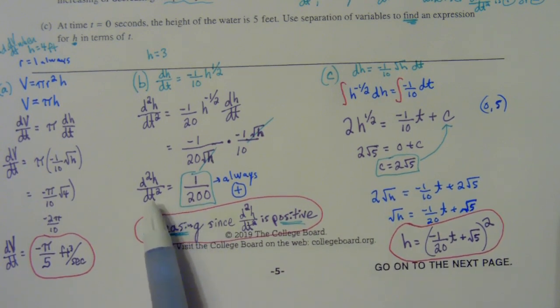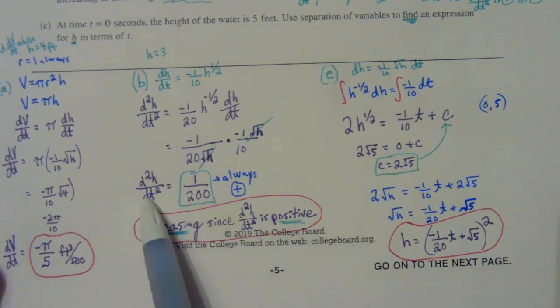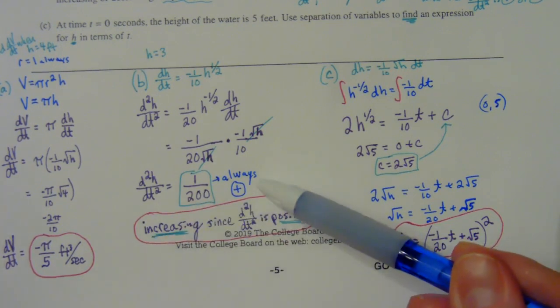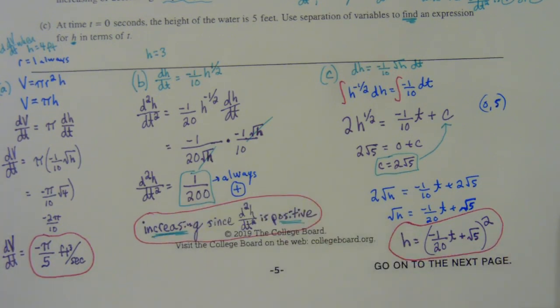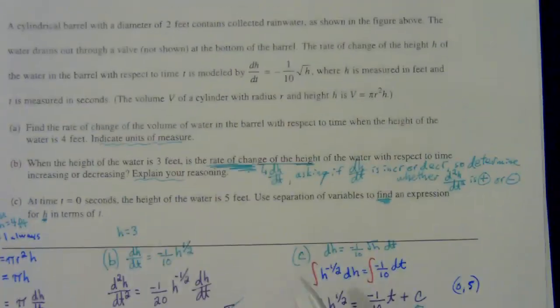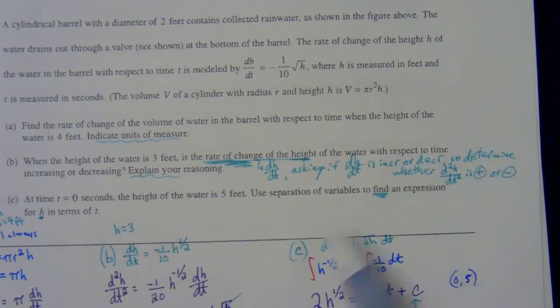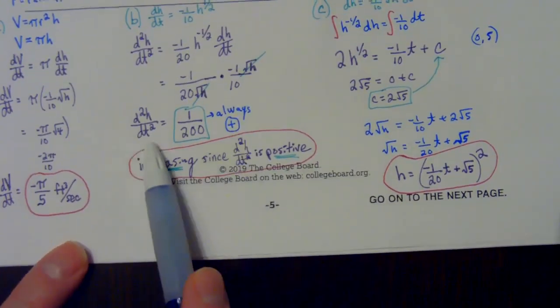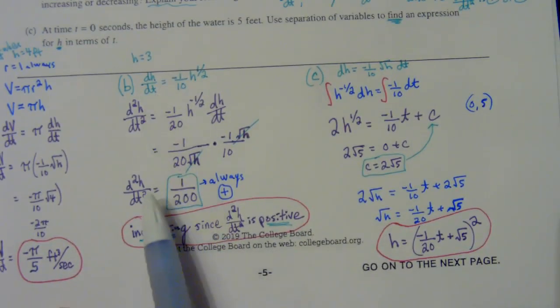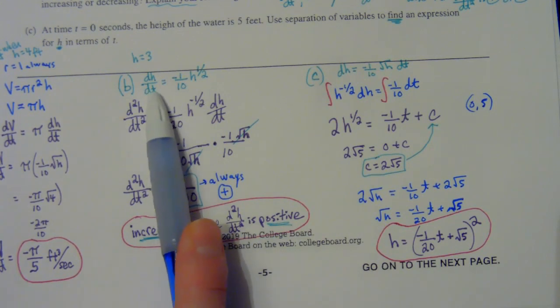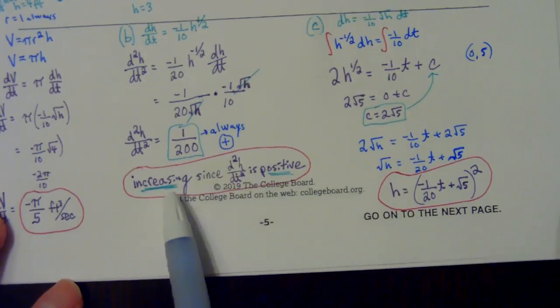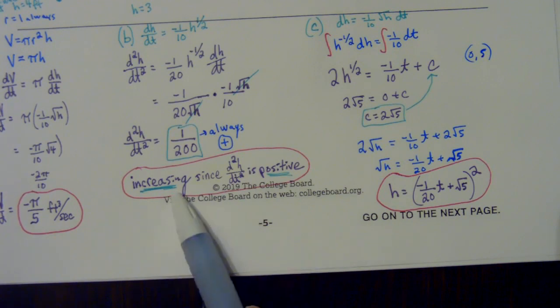So that means the second derivative is always 1 over 200. So that means it's always a positive number, which means the original curve is concave up, right? But we don't care about that. If you want to figure out whether something is increasing or decreasing, if its derivative is positive, it's increasing. If its derivative is negative, then it's decreasing. So since that second derivative is positive, that's the derivative of that first derivative. So that first derivative graph is going to be increasing. So I just put increasing since that second derivative is positive right there.